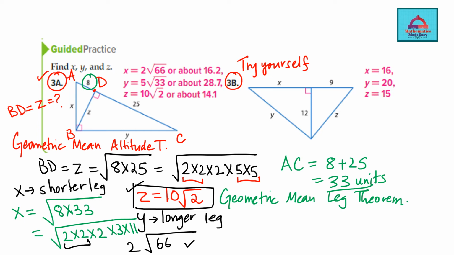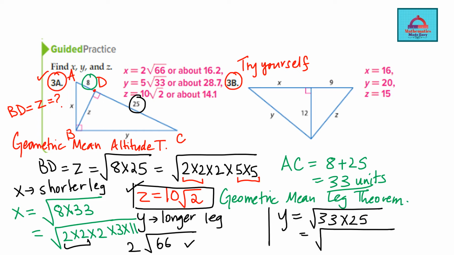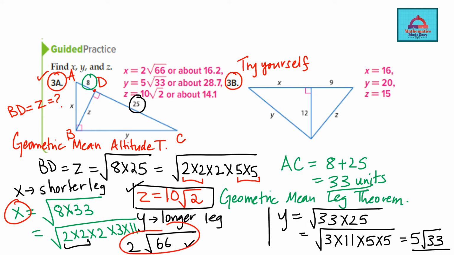And here for the value of Y, because it's the longer leg, this time you're going to take the 25 segment because it is closer to this Y. So this is the geometric mean of 33 multiplied with 25. Again, we can do the prime factorization. 3 multiplied with 11, so we are writing it as a product of primes. And I know this 25 is a perfect square, so I can take it out and leave the 33 inside. So we have got our X, we have got our Y, and we've also got our Z. So all three have been done.